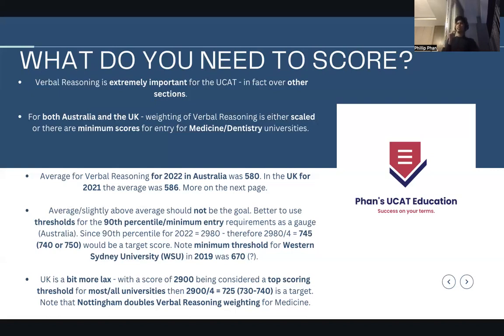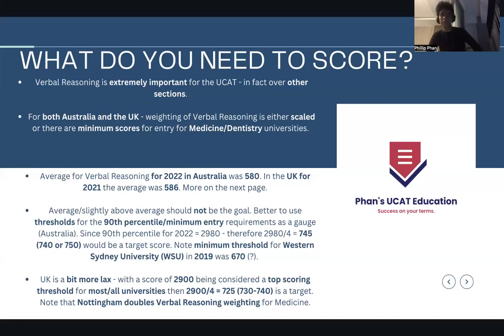The reason why I say 90th percentile is because pretty much to get into a medicine university in Australia, your UCAT at minimum has to be the 90th percentile. If you get below that, you actually don't have much of a chance unless you go to one of those rare universities. They're very, very rare. That would be like University of Tasmania or something like that. They don't really care about the UCAT that much. But for any sort of university like Western Sydney University or UNSW, it's going to be very important.